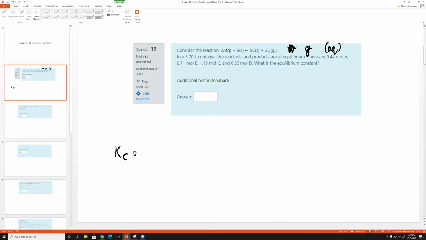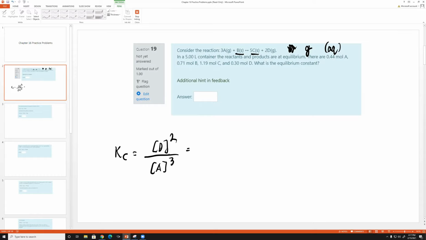So we see right off the bat that B, the reactant, and C, this product, both are in the solid form, so we cannot include those in the equilibrium constant. That leads us to writing our constant with our only product in the gas form being 2D. So it would be the concentration of D squared over the concentration of our only reactant in the gas form, which is A cubed.